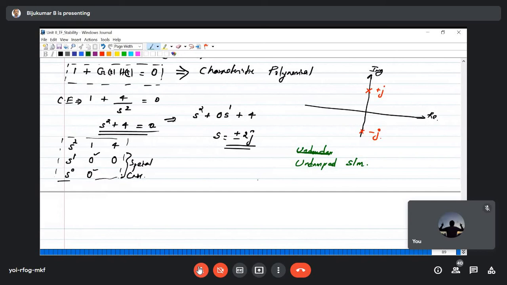So there must be a frequency of oscillation. What is the frequency of oscillation? It is equal to the magnitude of the pole, right? That we have already studied. So it is 2 radians per second. So frequency can be found by 2 by 2 pi, that is 1 by pi hertz. Clear? Now we will see what to do when a 0 comes in the Routh array. That is a special case. Okay.